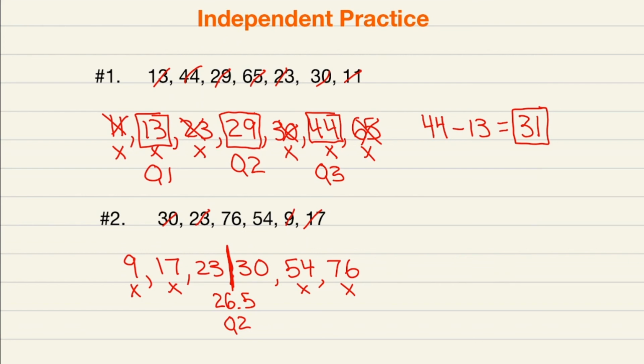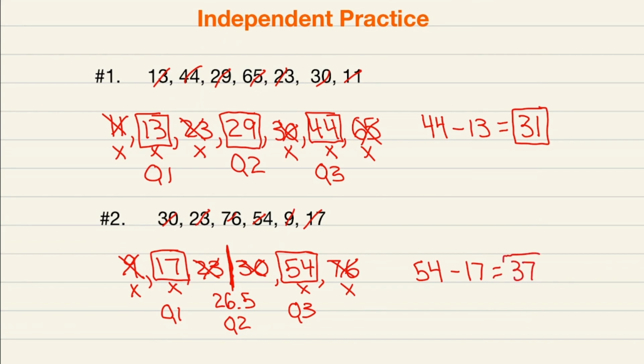So now let's find our Q1 and our Q3. So let's start with our lower half median, our Q1. Let's cross out our smallest value and our largest value. We get 17, and that's going to be our Q1. And now let's go to our upper half. Cross out 30 and 76, and we're left with 54 as our Q3. And finally, to finish it all off, let's take our Q3, 54, minus our Q1. So 54 minus 17 is going to give us an interquartile range of 37.